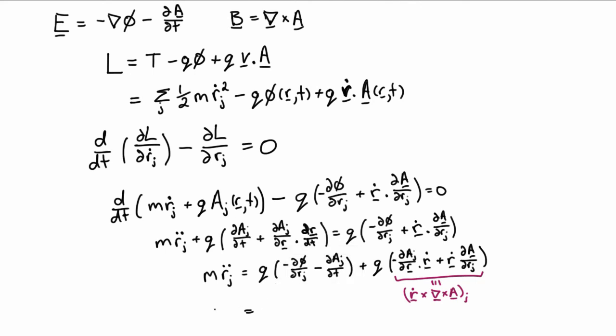So in fact, what we have component by component is that the mass times the acceleration is precisely the charge times the electric field plus v cross the magnetic field. In other words, we've recovered the Lorentz force law from this Lagrangian.